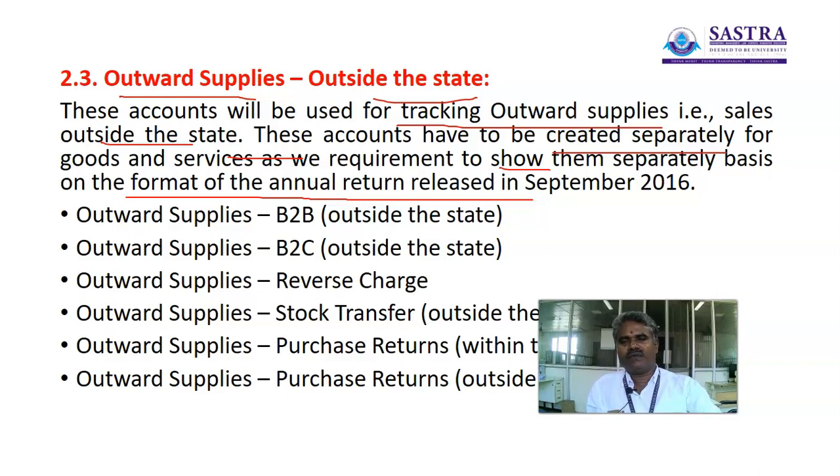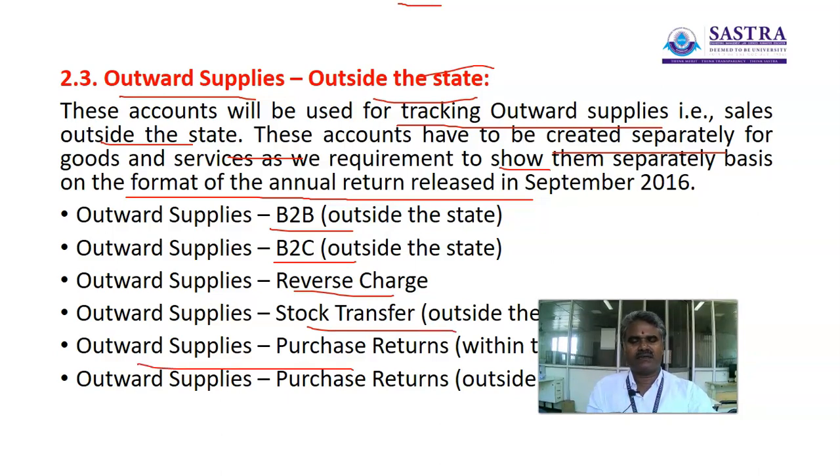Then outward supply B2B. Outward supply B2C. Outward supply reverse charge. Reverse charge is nothing but the beneficiary has to pay GST directly. Here we need not collect tax and settle the money with the government. Then outward supply for stock transfer outside the state.